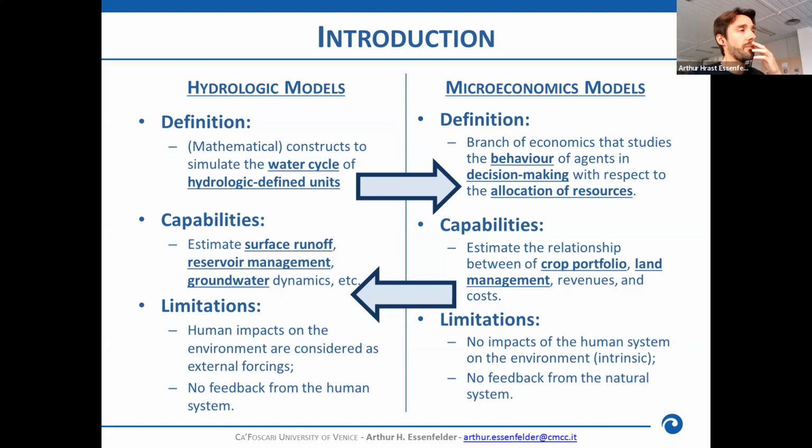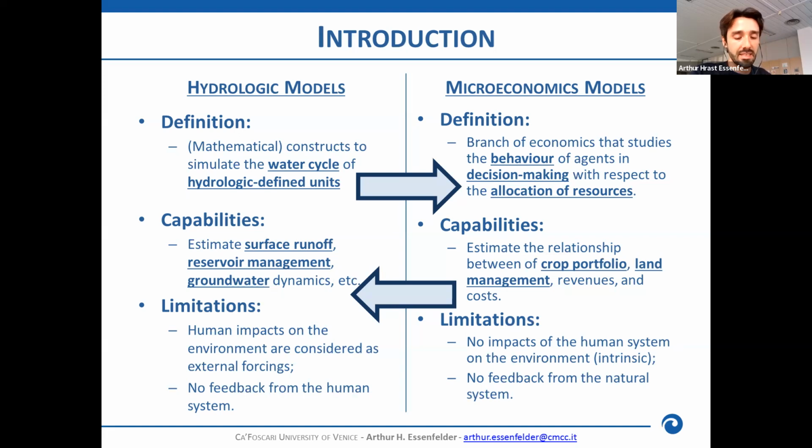On the macroeconomic models, on the other hand, we have the capability of studying the behavior and decision making of agents, which can then lead us to better understand the allocation of resources, which, for instance, can be in our case the water availability for irrigation. Basically, it allows us to estimate the relationship between crop portfolio and land management, revenues and costs.